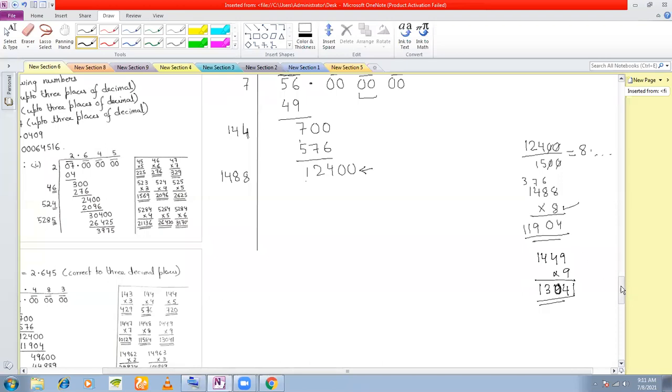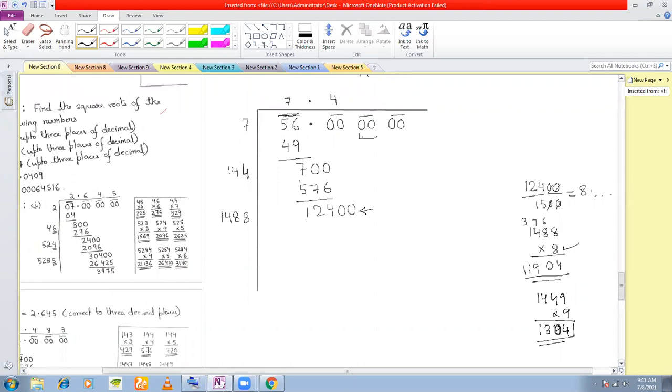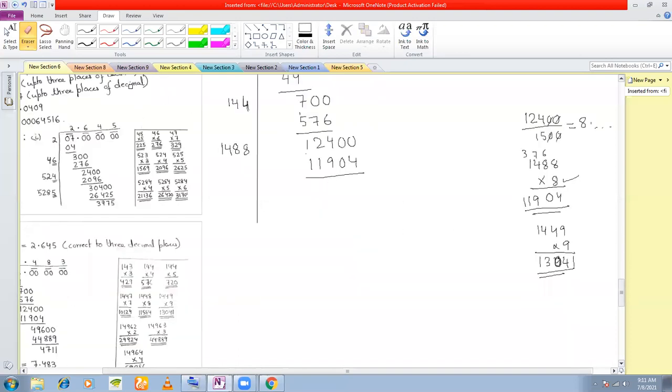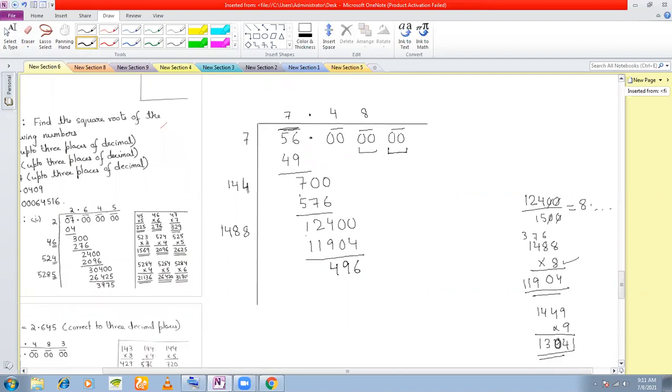Once we have put 8 here, we want to put 8 on top also, and we write it in between the two zeros. So we put an 8 here. If you put an 8 here, we get 11,904. Subtract, and you will get 496. Now again we bring down two zeros, this time this pair.